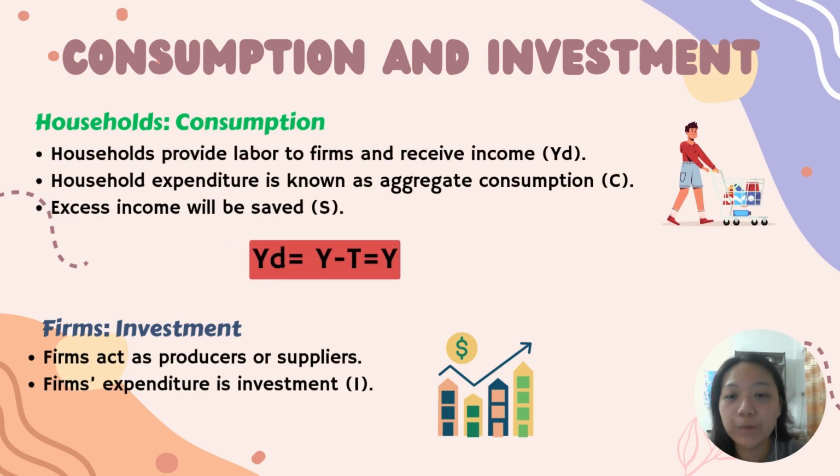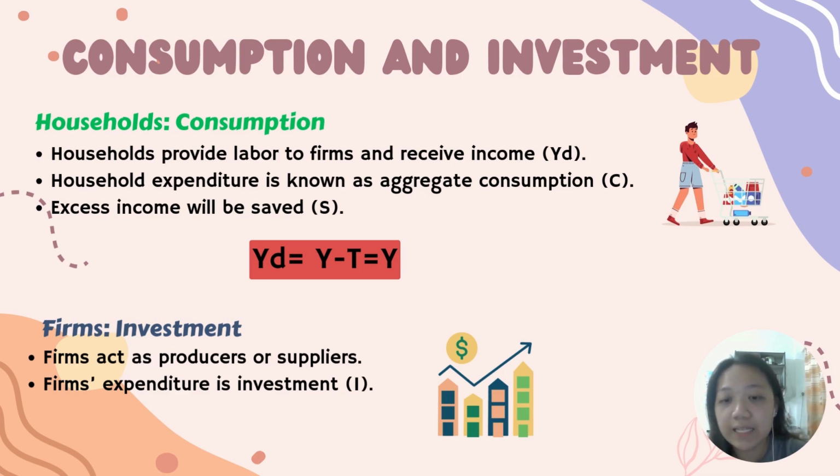Consumption. Households provide labor to firms and receive income. Household expenditure is known as aggregate consumption C. Consumption by an individual household is known as personal or individual consumption. Consumption is the largest component of aggregate expenditure, the sum of expenditure on durables, non-durables, and services. Excess income will be saved as savings. In a two-sector economy, there is no income tax. Therefore, disposable income is equal to the income.